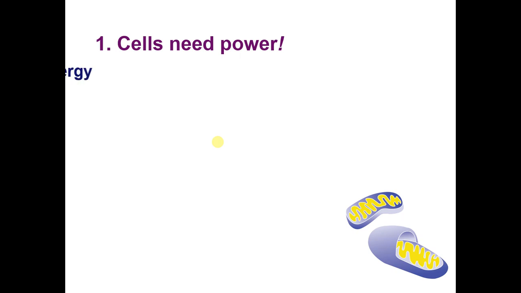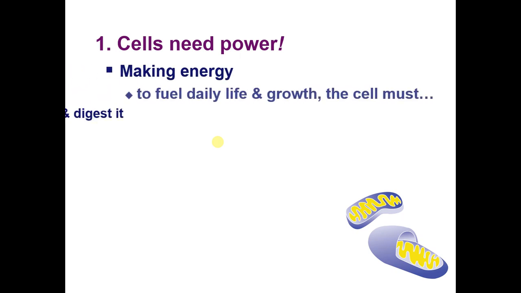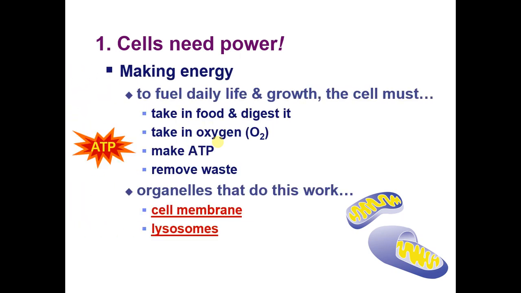So number one, cells need power, and that is kind of the job of some different organelles. So it needs to be able to fuel daily life and growth, to take in food, to take in oxygen, to make ATP, to remove waste. And so organelles like the cell membrane, the lysosomes, the vacuoles and vesicles, and the mitochondria all help in making power, in providing energy.